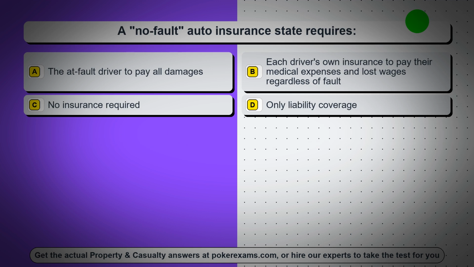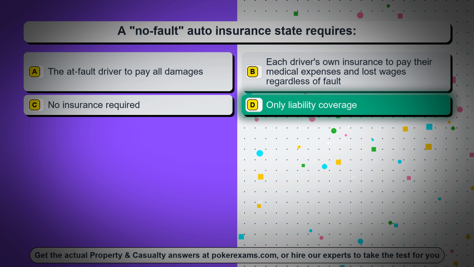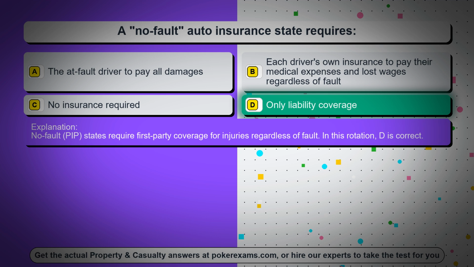Question 30. A no-fault auto insurance state requires, option A, the at-fault driver to pay all damages, option B, each driver's own insurance to pay their medical expenses and lost wages regardless of fault, option C, no insurance required, option D, only liability coverage. The correct answer is option D, only liability coverage. No fault, PIP, states require first-party coverage for injuries regardless of fault. In this rotation, D is correct.